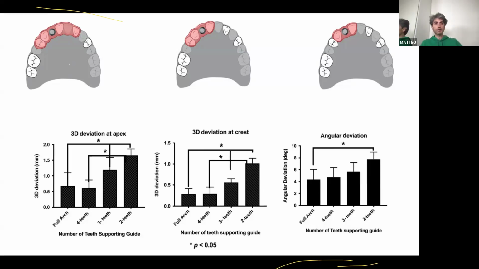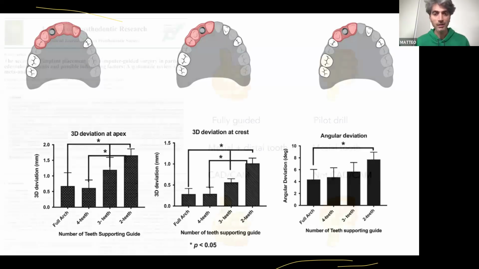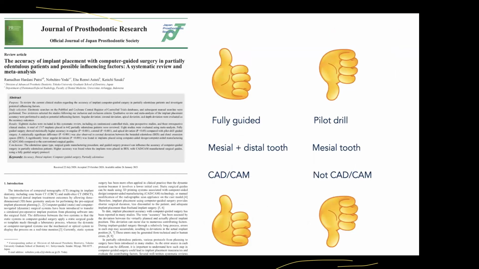Okay, so doing the full arch of all the teeth or 4 teeth is the same. Ну, то есть, например, если вы сделаете опору хирургического шаблона на все зубы, на всю дугу, или, например, на 4 зуба, результат прецизионности вашего шаблона будет одинаковый.